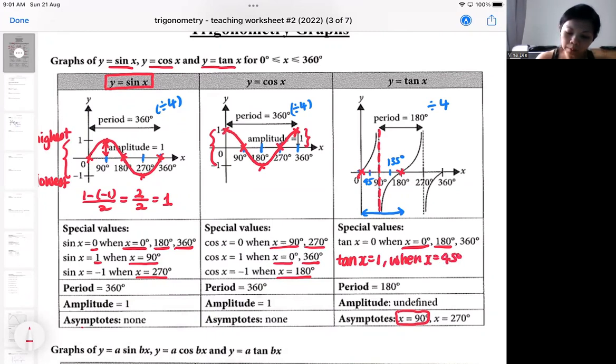So here, this one will guide you. There is no amplitude here because the graph will keep extending towards the asymptote. There's another special value, -1, that happens when x is equal to 135 here. So it actually guided you. So that is like one period.